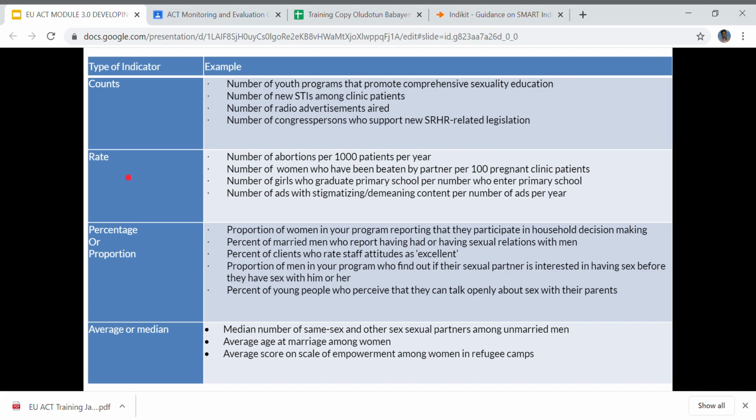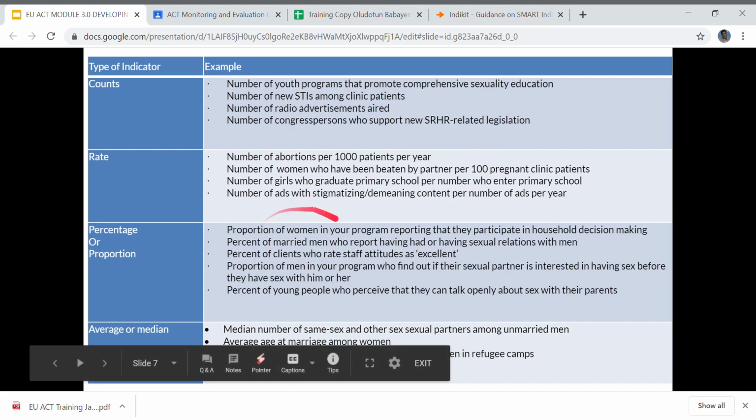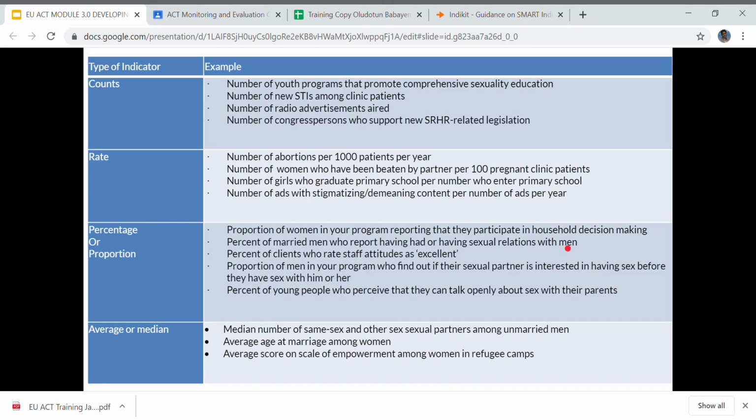You can also think about percentages, because your indicators also come in the form of percentages. So the percentage of clients that say X, Y, Z have changed. The percentage of women in your program that said yes, they talked to their husband about using contraceptives. The percentage of teachers in your program that use your toolkit to train young men or young women.